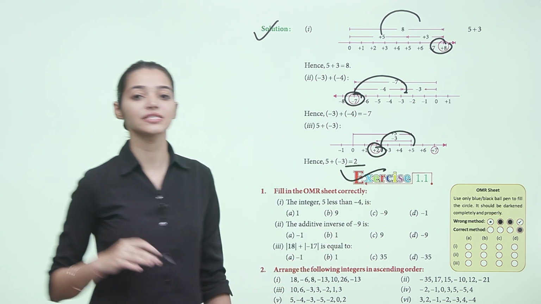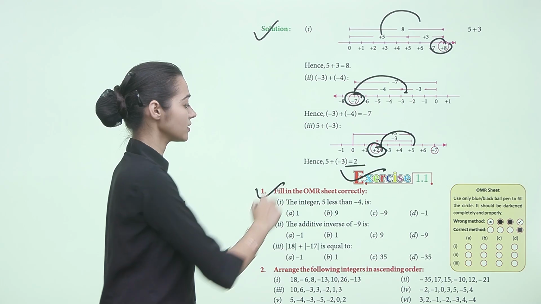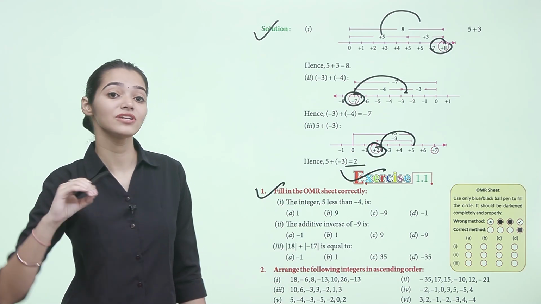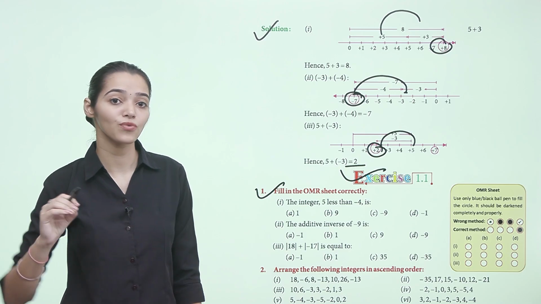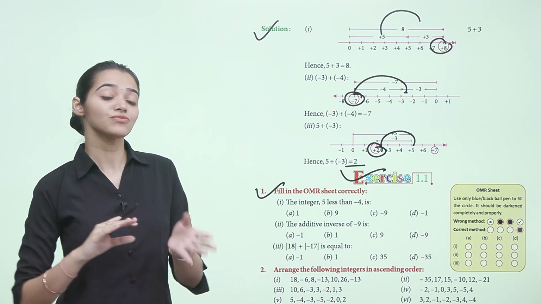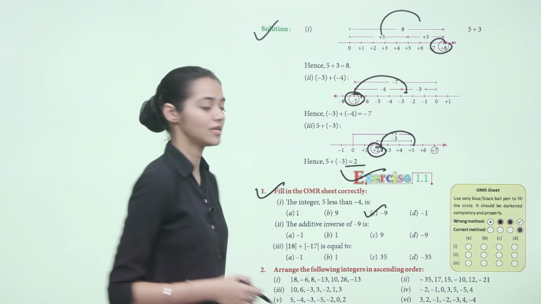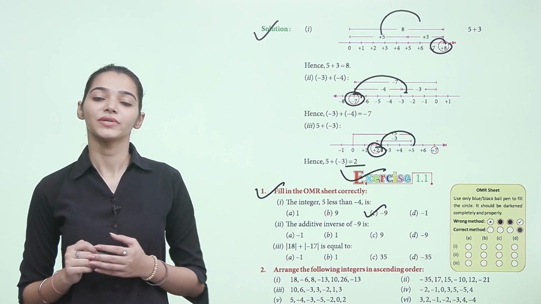Now let's start with our exercise 1.1. In the first part, we have to fill in the OMR sheet correctly. The first part says that 5 less than -4 is... That means 5 less than -4, that is -9. That's how you can complete the remaining ones.